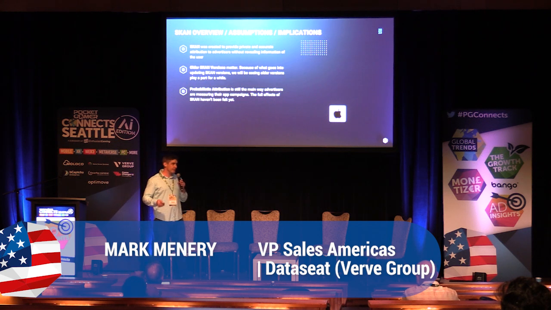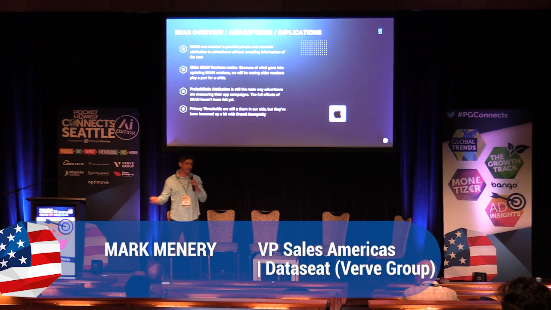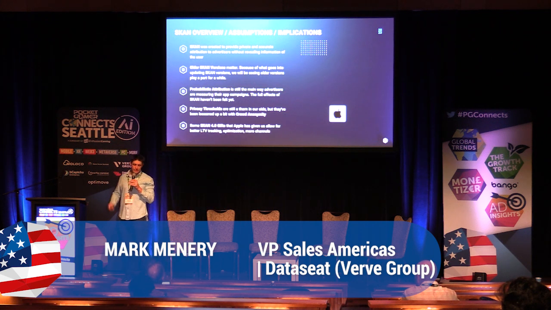Probabilistic attribution is still the go-to method. The full effects of SKAN have certainly not been felt yet. Privacy thresholds. So you can't talk about SKAN without talking about privacy thresholds. These were loosened up a little bit in Q4 of 2022. We'll go more into detail on that.